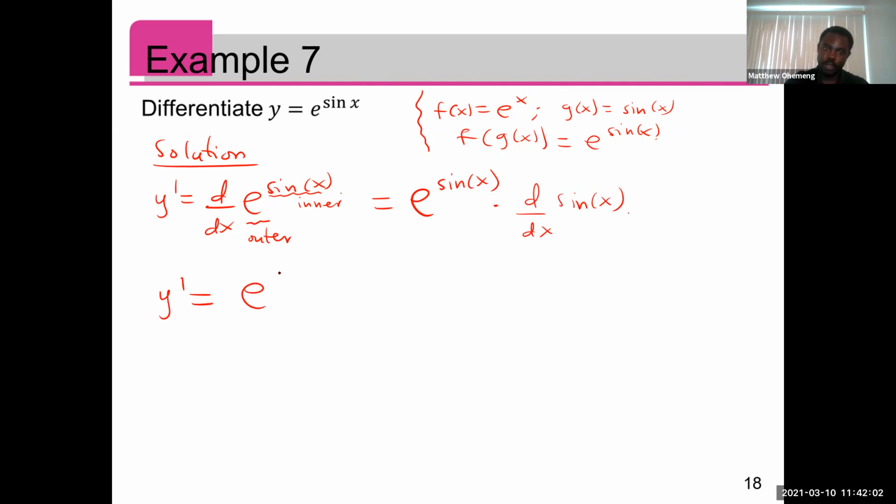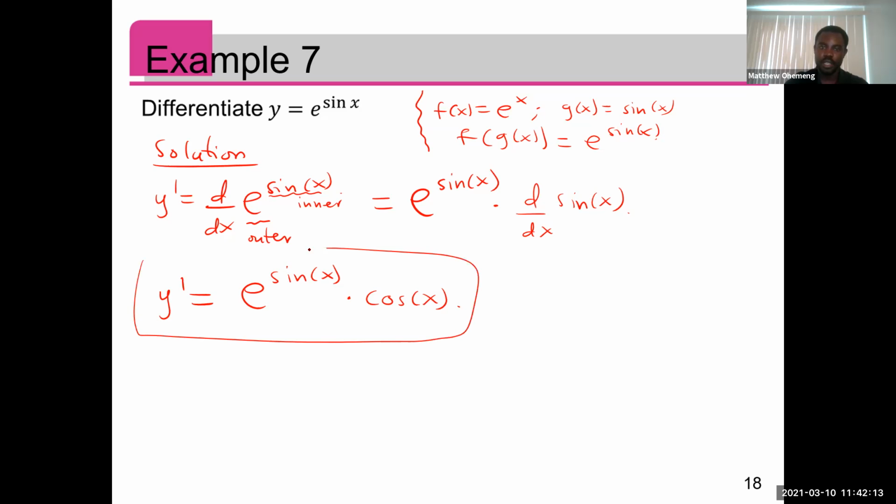Right? So that means you are going to be left with e to the sine of x times the derivative of sine of x, which is cosine. And that's it. Now we don't have any differentiation operator, so we know we are done. And that's our final answer.